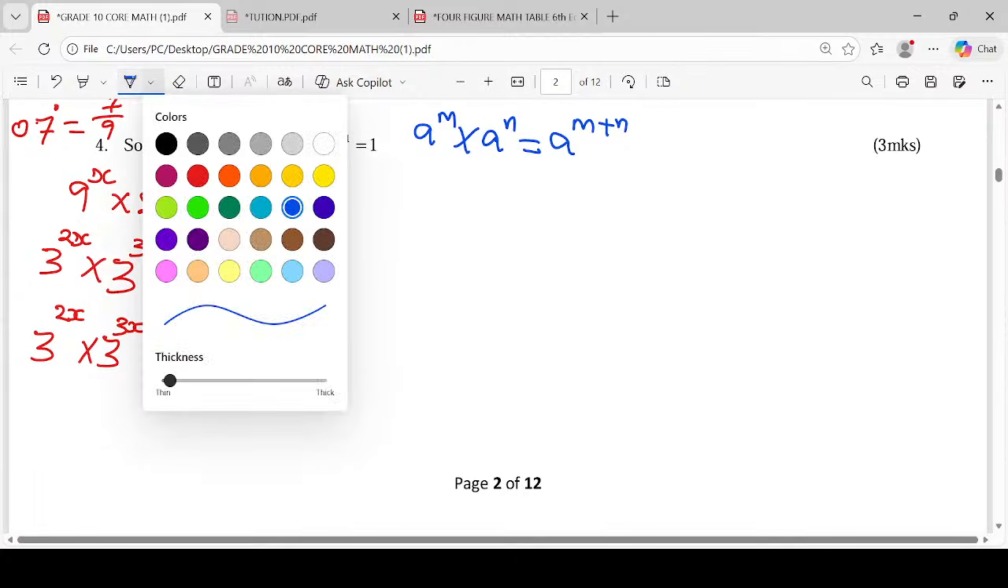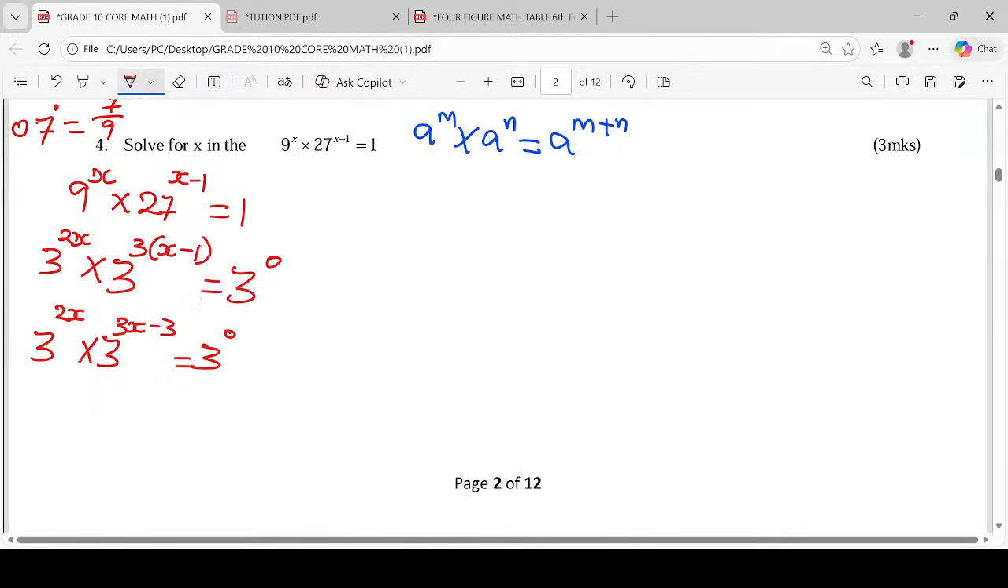We are going to apply this particular law on the left hand side, whereby this one here we are going to merge into 3 raised to 2x plus 3x minus 3, which should be equivalent to 3 to the power of 0. So this one you combine into 3 power 5x minus 3 being equal to 3 power 0.